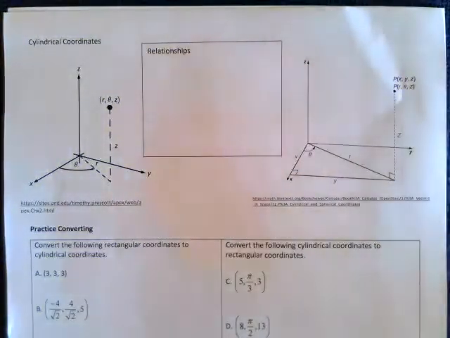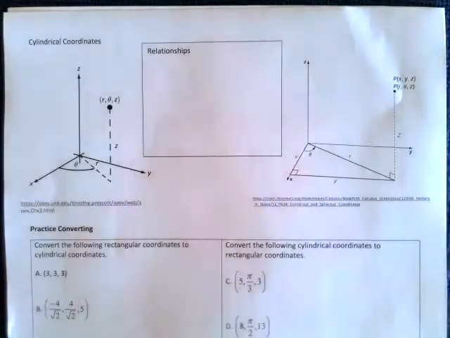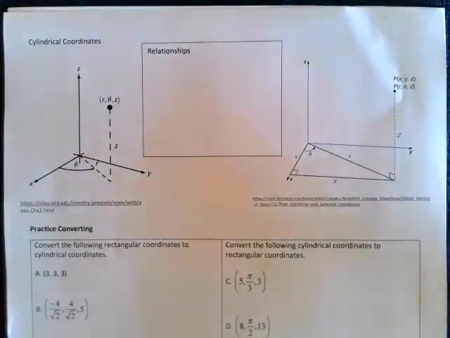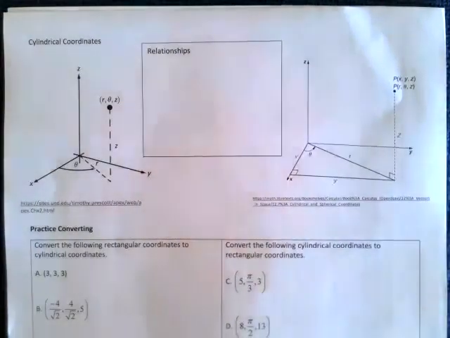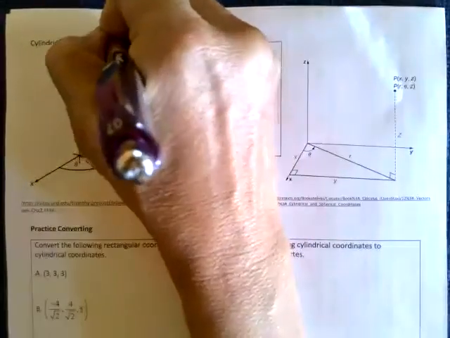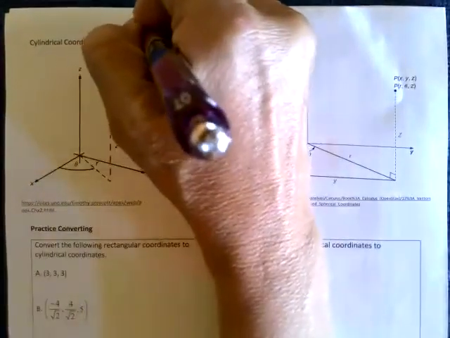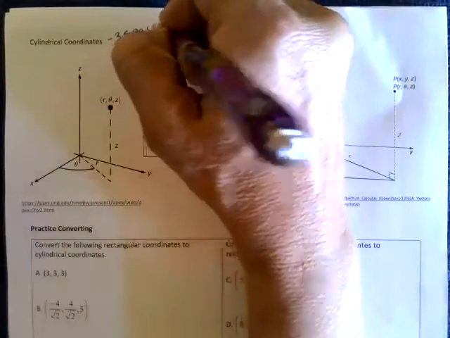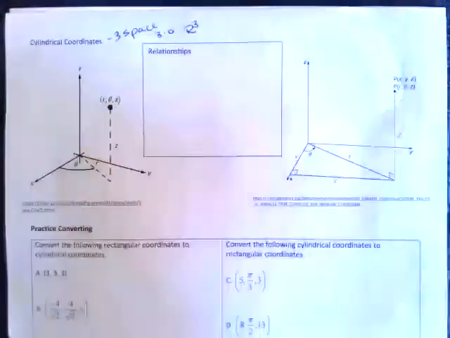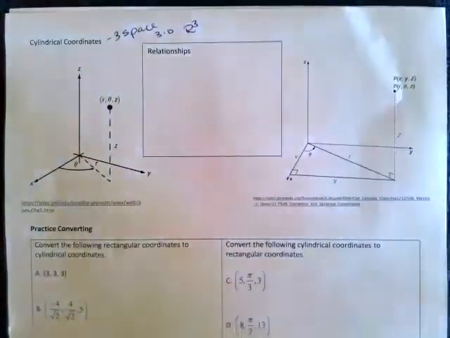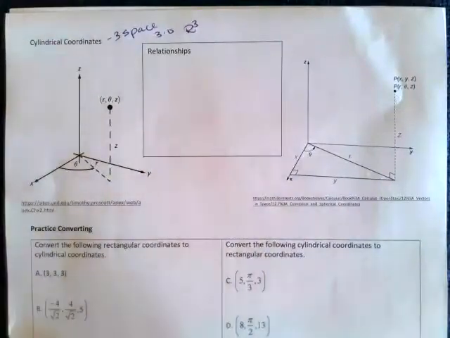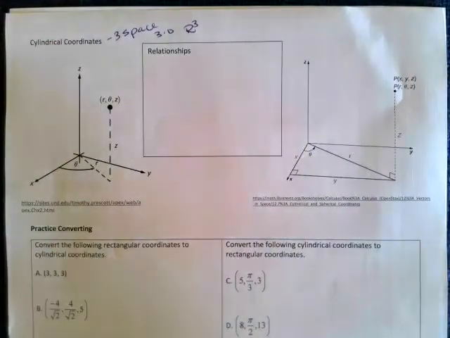So now I'm going to introduce you to cylindrical coordinates. The cylindrical coordinate system is just another way to describe 3 space, or maybe we'll say 3D or R3. We're trying to describe things outside of the XY plane, so we're going to give them that Z component as well.